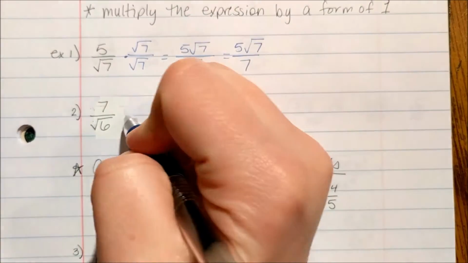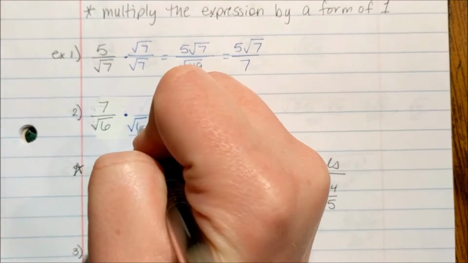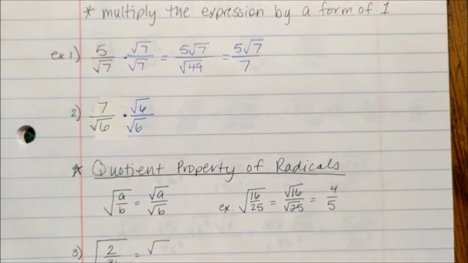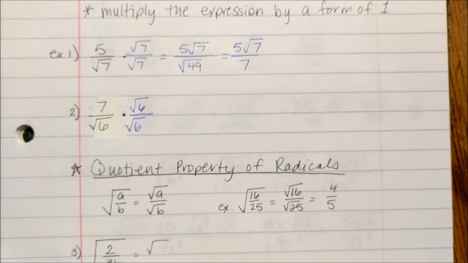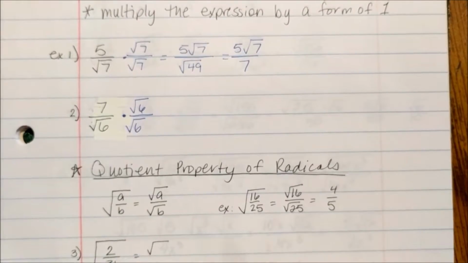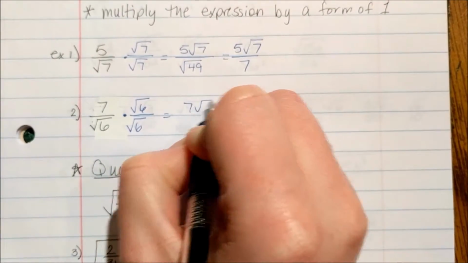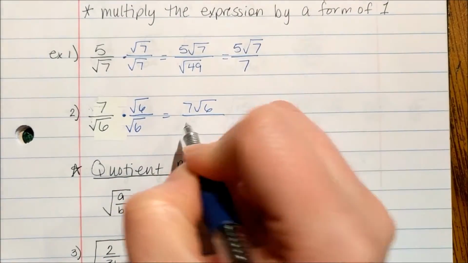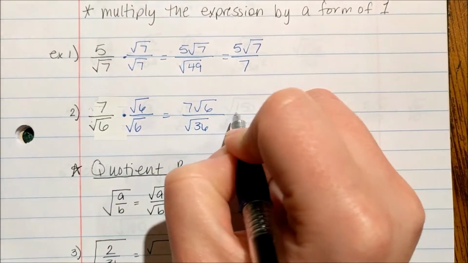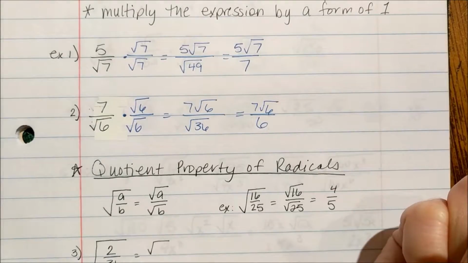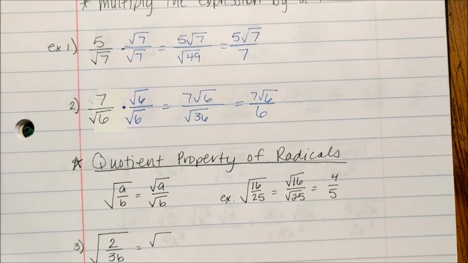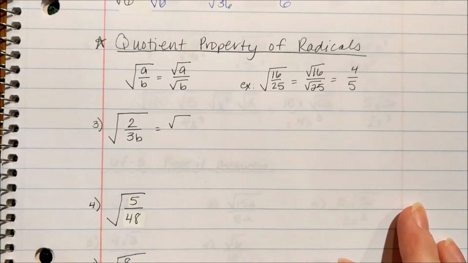We're going to multiply by some form of 1, and so we're going to pick whatever is in the denominator to multiply by that, because square root of 6 over square root of 6 equals 1, but when we put it that way, it will get rid of the square root on the bottom here. Multiply across the top, we get 7 square root of 6 over the square root of 36, which simplifies just down to 6.